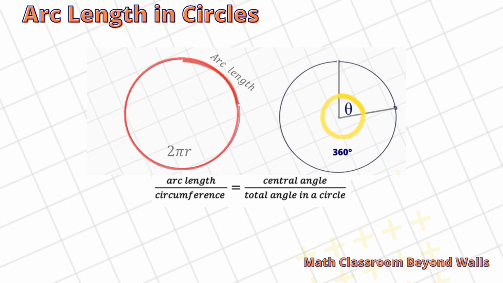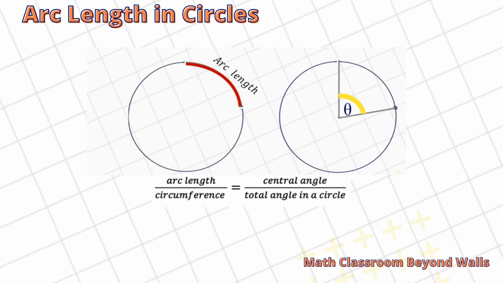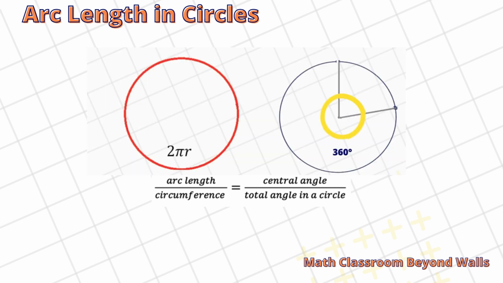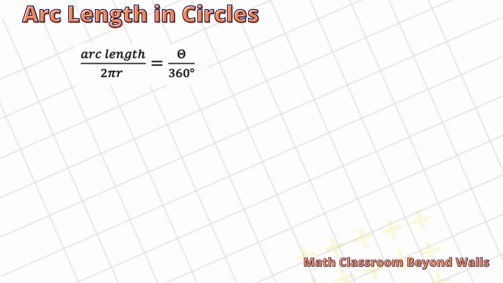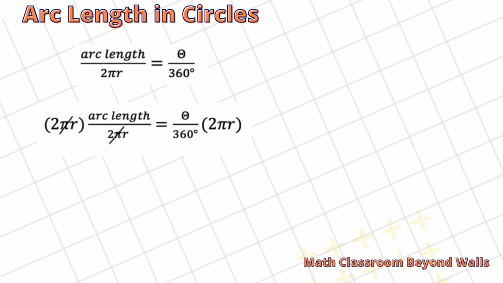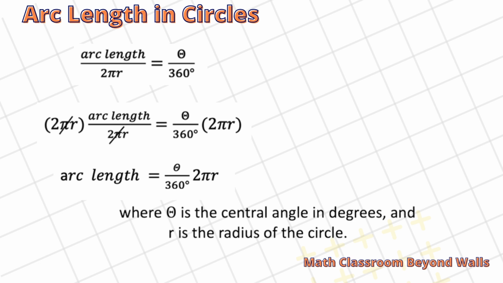Plugging in the values that we know of, such as the circumference and the total angle in a circle, we have now arc length over 2 pi r is equal to theta over 360 degrees. This is where our formula for the arc length comes from. Multiplying both sides of the equation by 2 pi r gives us the formula in finding the arc length. Thus, arc length is equal to theta over 360 times 2 pi r, where theta is the central angle in degrees and r is the radius of the circle.